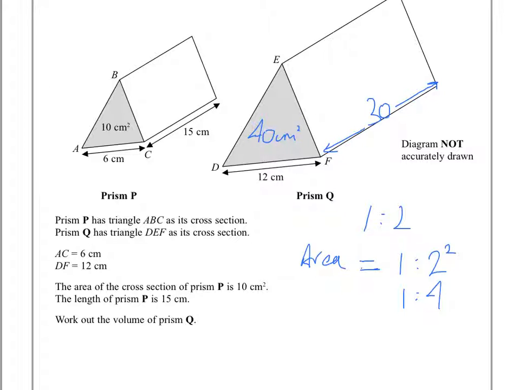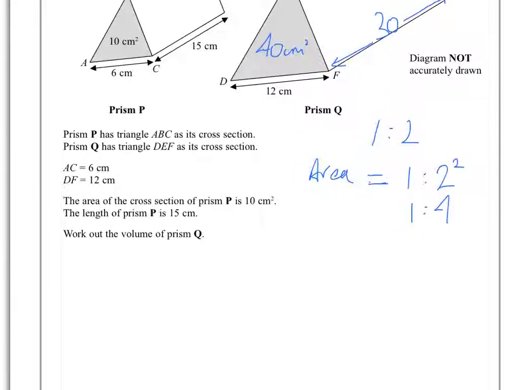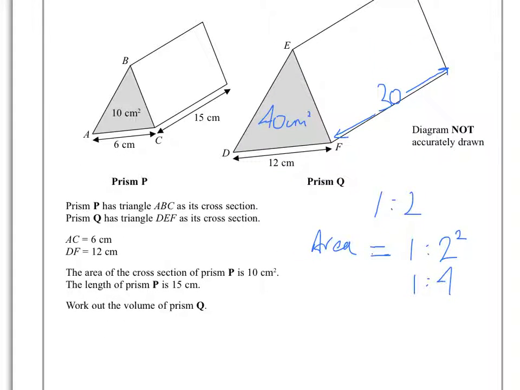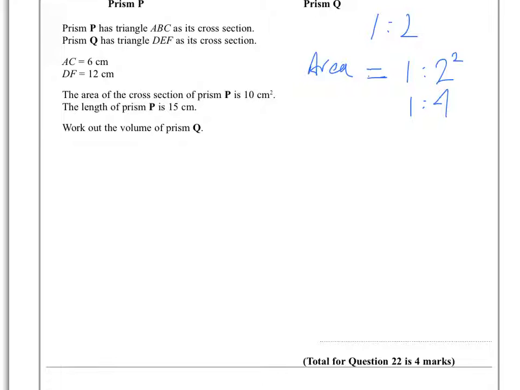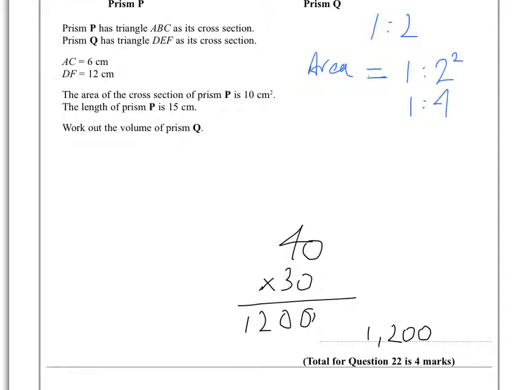So now I know, in order to work out the volume of this prism, I need to do 40 multiplied by the length, which is 30. So we've got 40 multiplied by 30, that's going to give us 1200. So 1200 centimeters cubed.